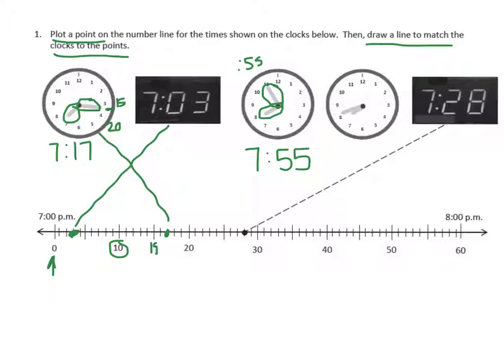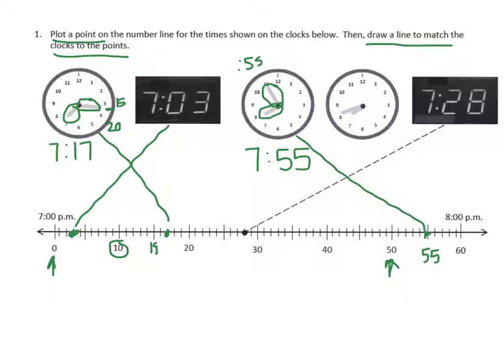Where would I plot that on my number line? Pause the video while you work and replay when you are ready. Here I see is 50. If I keep counting by 1s, I will see that I get to 55 in the middle. So 7:55.